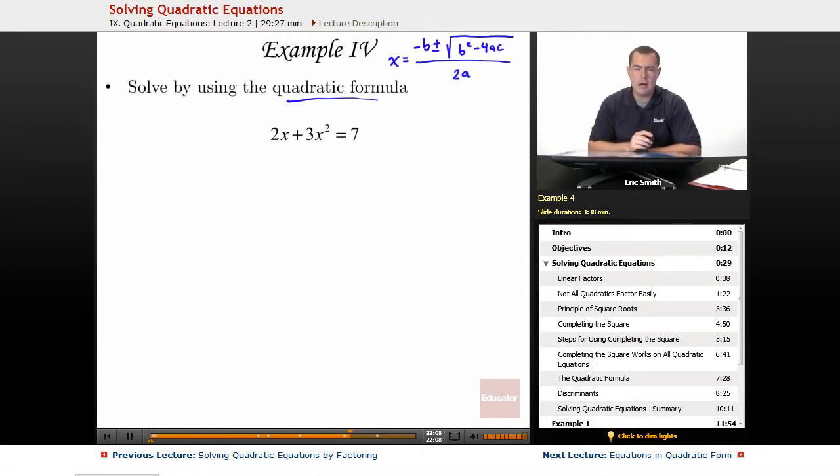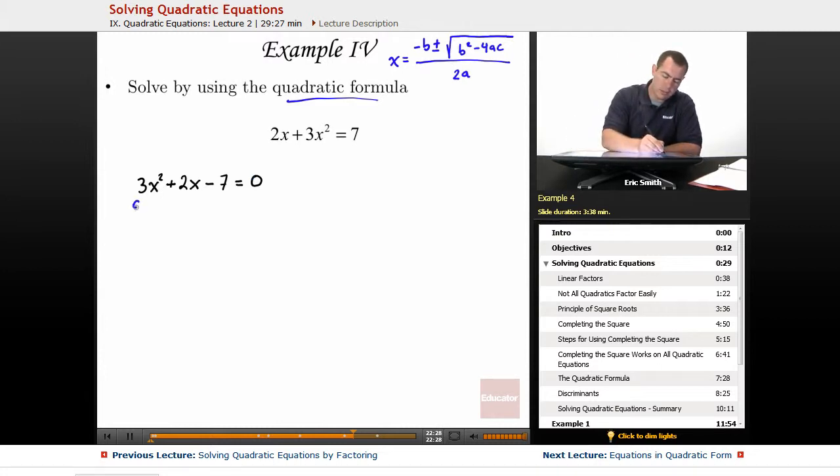So in order for this to work out, I need it set equal to 0 first. So let's get everything over to one side. I'm going to organize things from the largest power to the smallest power. Let's see, we'll have to subtract that 7 over, and now it's set equal to 0 just fine. Okay, so my a value would be 3. B value would be 2, and the C value would be negative 7. So we're going to take all of those and put them into the formula.